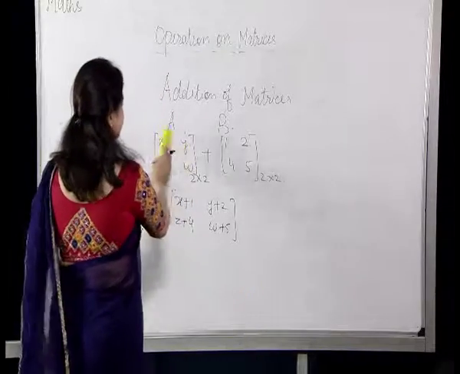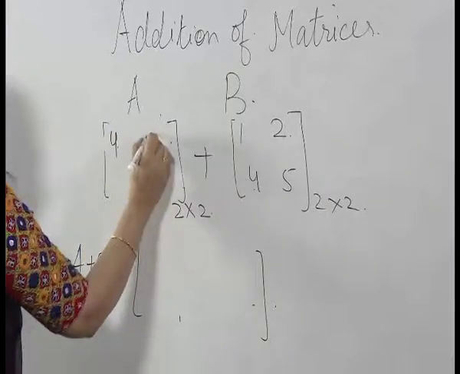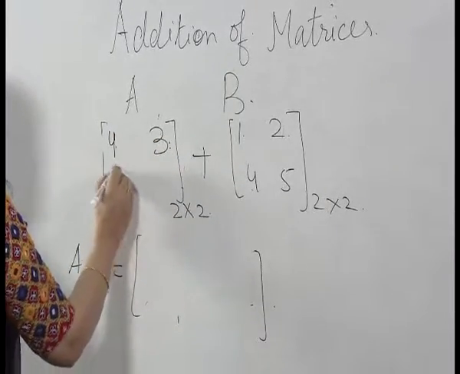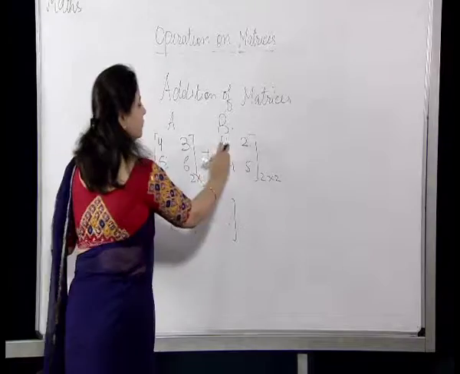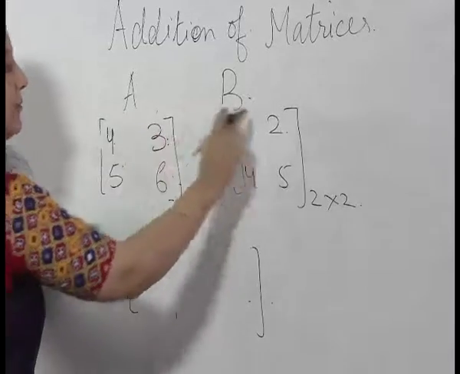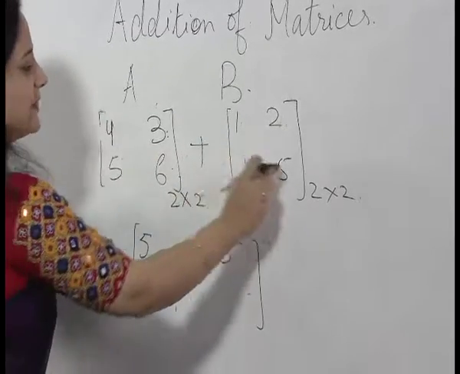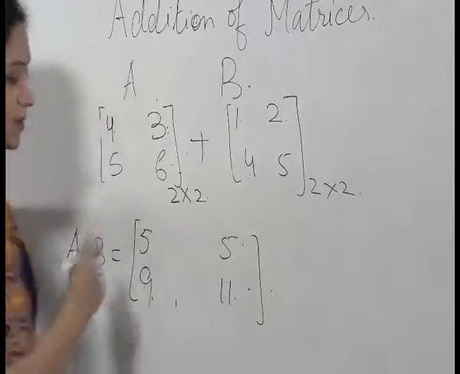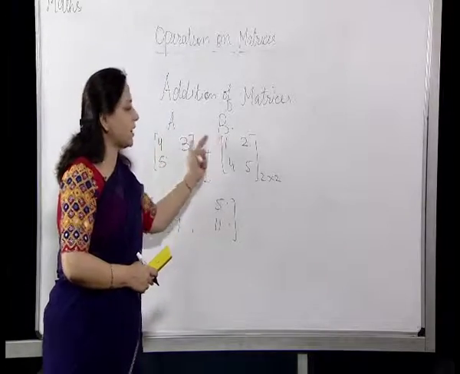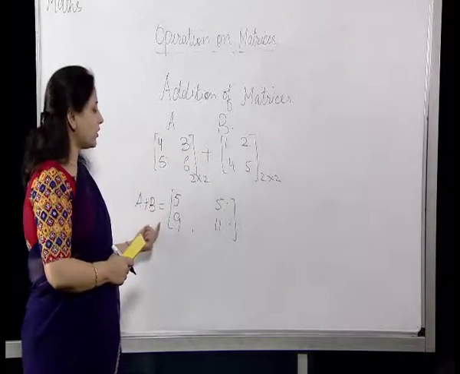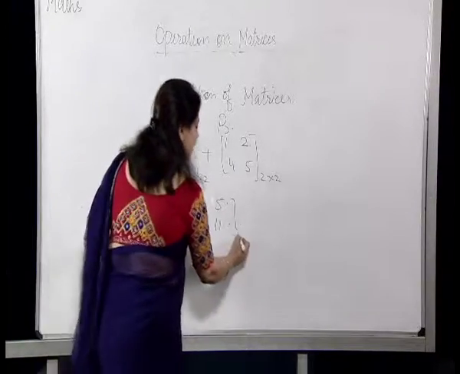Now, you can take another example. I can replace this matrix by numbers 4, 3, 5, 6. So what will be A plus B? A plus B will be 4 plus 1, 5, 3 plus 2, 5, 5 plus 4, 9, 6 plus 5, 11. And now you can see A and B are matrices of same order, and the order of the resulting matrix is also 2 by 2.